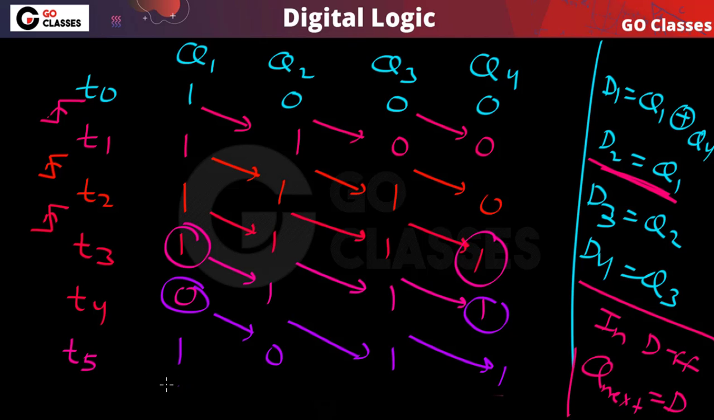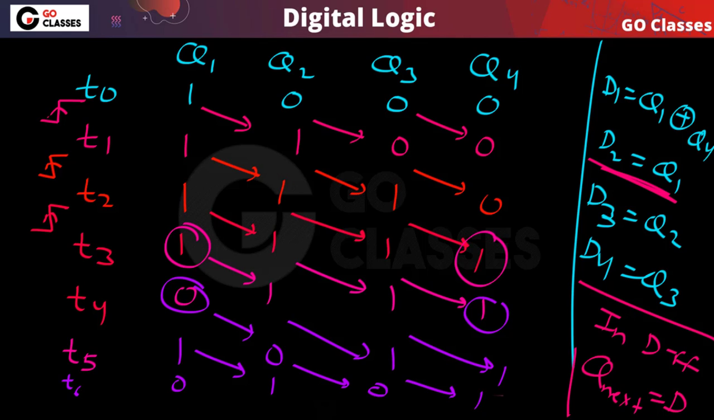Then what will happen in the next? So this one will become 0. So this will become 0. This one will go here, this 0 will go here, and this one will go here. So this will be 0 1 0 1. After the next clock pulse, what will happen?